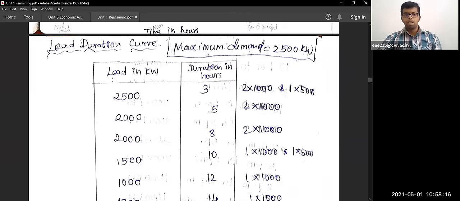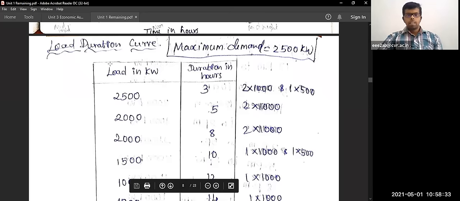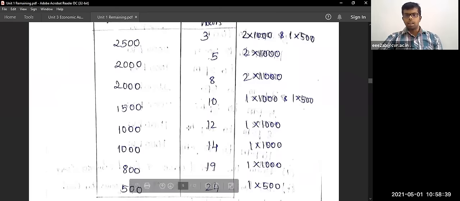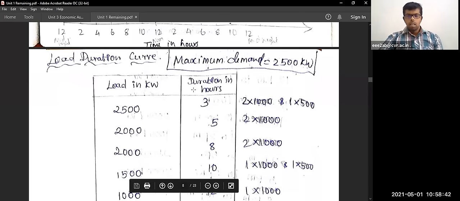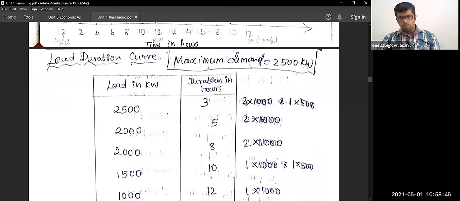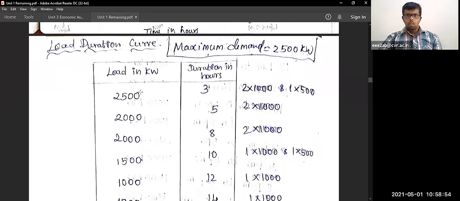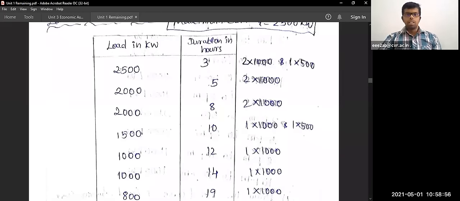While drawing this table, wherever you write, units are very important. Load in kilowatts like that you can write, or otherwise you have to keep on writing 2500 kilowatt, 2000 kilowatt like that. So instead of writing kilowatt every time, as a whole I am writing load in kilowatts, duration in hours. Units are very, very important. Units carry 2 or 3 marks, even in a 10 mark question. If you are not writing the units, only half of the marks will be awarded.